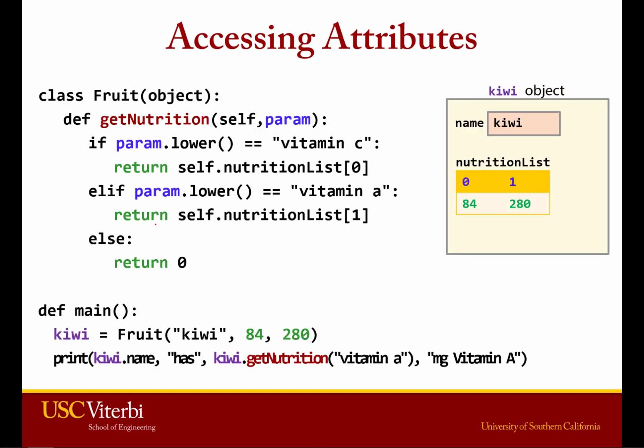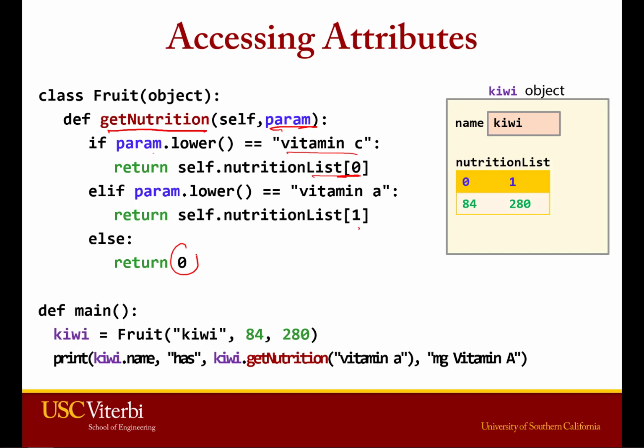All right, back to our fruit example. We make a method called getNutrition, and this method only takes a string. The string is going to be whatever parameter you're looking for: vitamin C, fiber, whatever. In this case, we could say if parameter.lower, so if vitamin C is given, then we return the value in index 0. If it's vitamin A, we return the value in index 1. And if it doesn't match, then we return 0 because we essentially don't know. We would assume it's 0 or we assume we don't know.